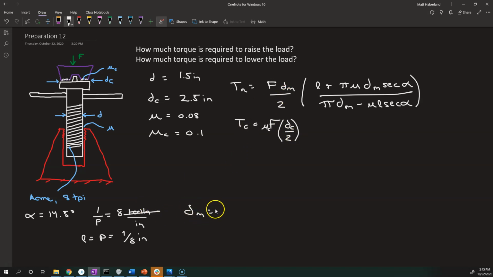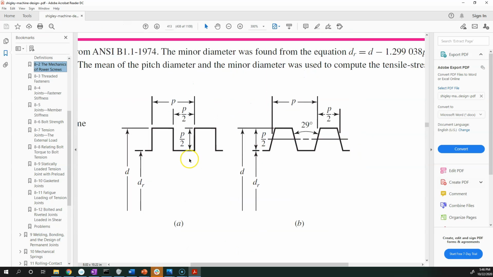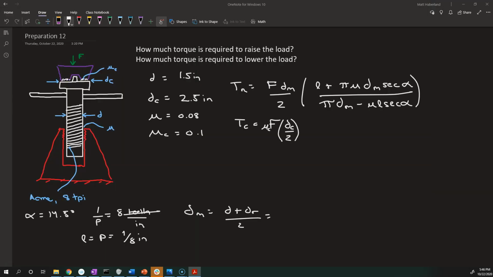So d_m is equal to the mean of d and d_r, the outer major diameter and minor diameter, divided by 2. The relationship between the major diameter and the minor diameter is that for power screws, the thread height is the pitch divided by 2. And so the difference between the major and minor diameters is the pitch. So d sub r is d minus the pitch. So this is 2d minus the pitch over 2.